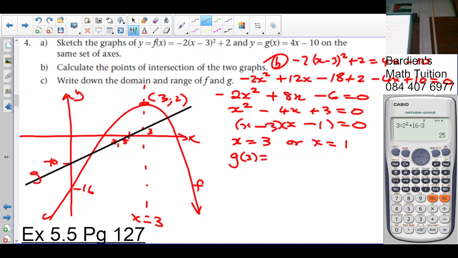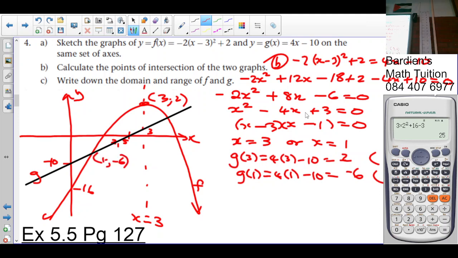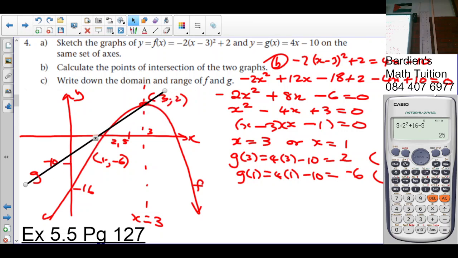So g of 3 is equal to 4 times 3 minus 10, which is 2. And g of 1 is going to be 4 times 1 minus 10, which is negative 6. So the coordinates of the points of intersection are 3 and 2, and 1 and minus 6. What does that mean? That means that this graph is actually going through the turning point.